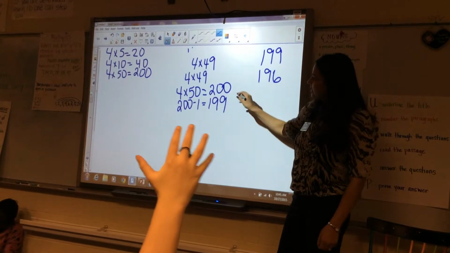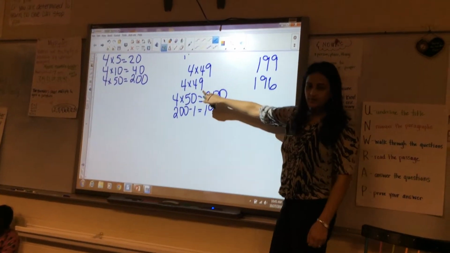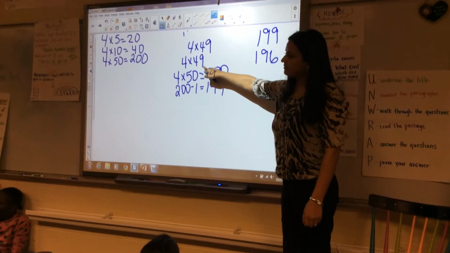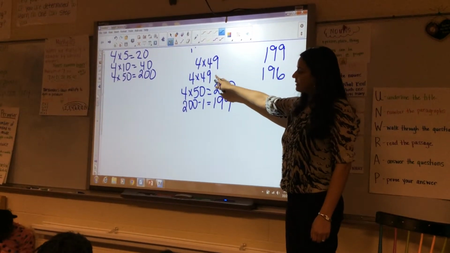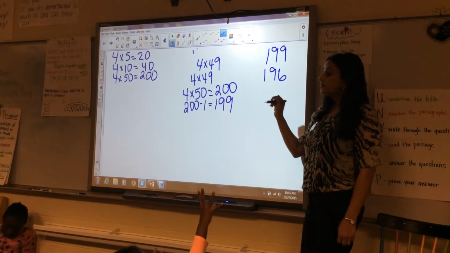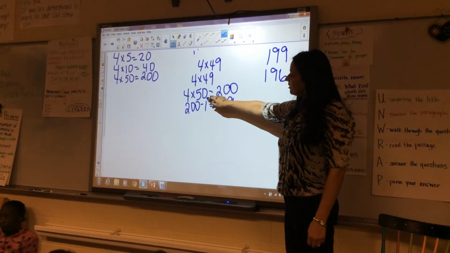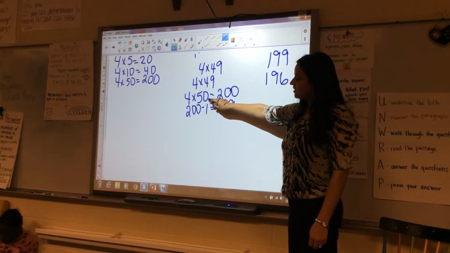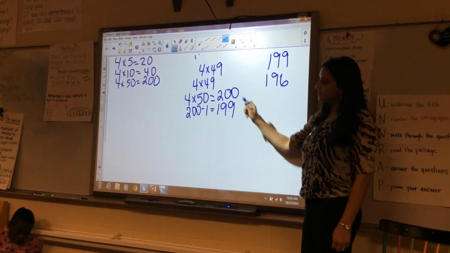So this problem, boys and girls, how many 4s do I want for this problem? I'm doing 4 times 49. How many 4s? Oh, you want to take 50 away. 49 4s, right? Here I have 50 4s. So how many 4s do I need to take away from my 200?